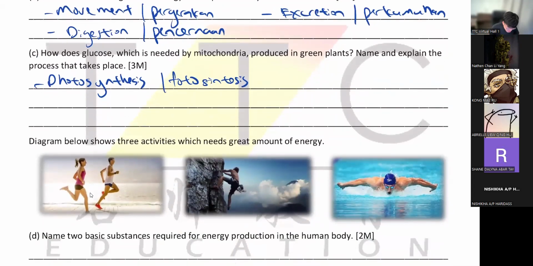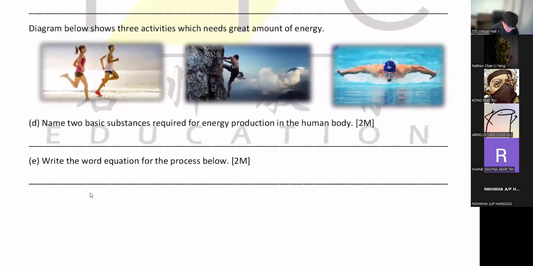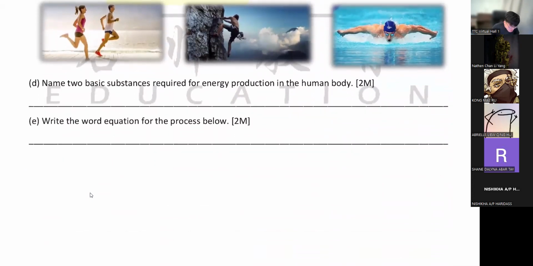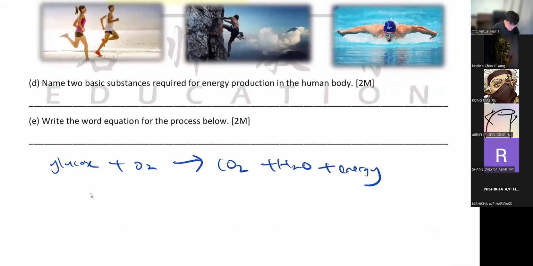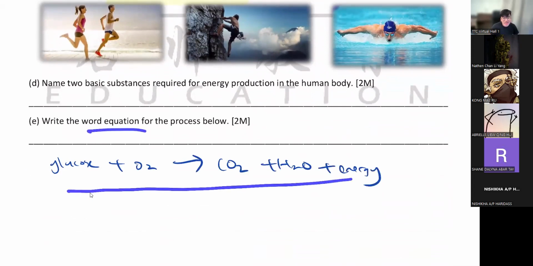All right, guys, we move on lah. I'm not gonna do this photosynthesis thing already. What is the word equation? I guess you already know lah. That means you have glucose plus oxygen equals carbon dioxide, water, and energy. So whenever you see this word equation, please make sure you write this.